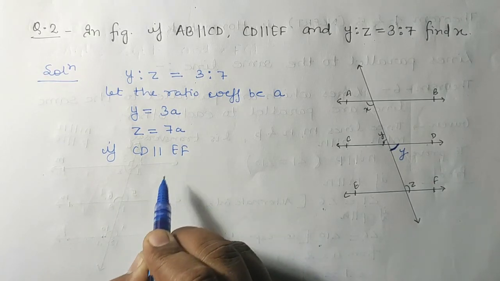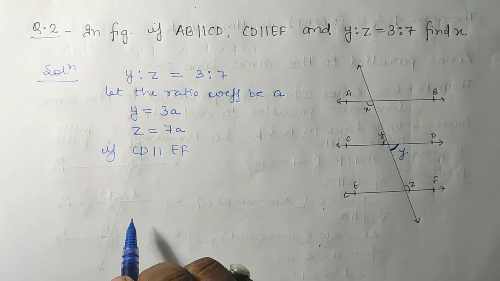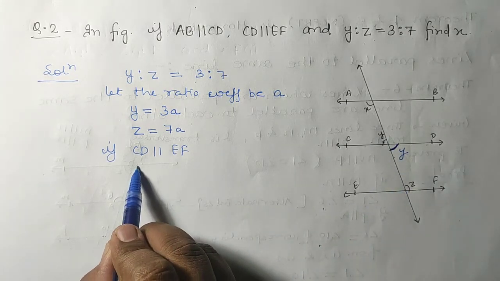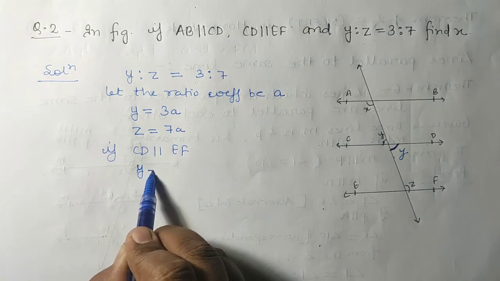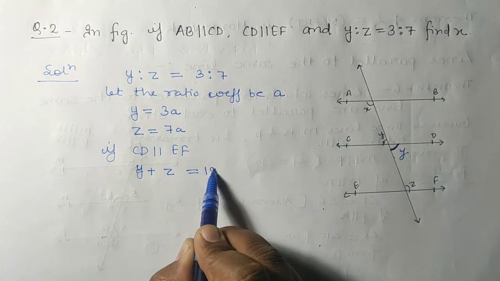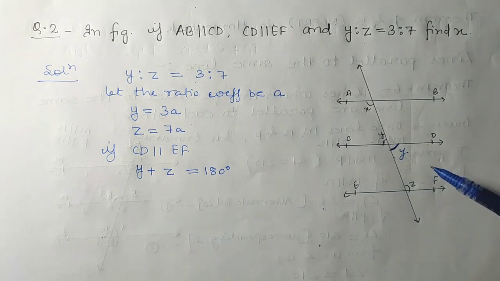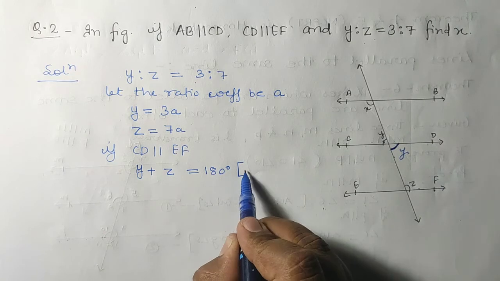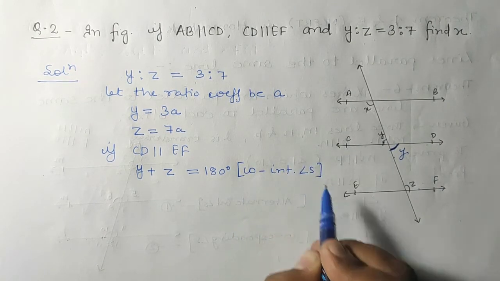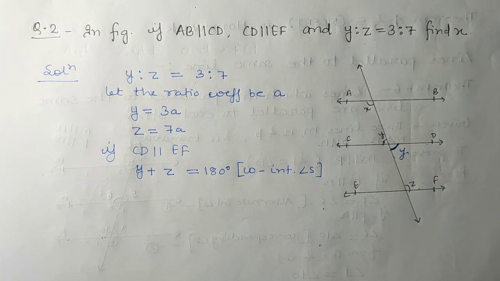Now students, if CD is parallel to EF, then we can say that Y plus Z is equal to what? 180 degrees. Why? Because this Y and this Z are co-interior angles. So the angles Y and Z are supplementary.